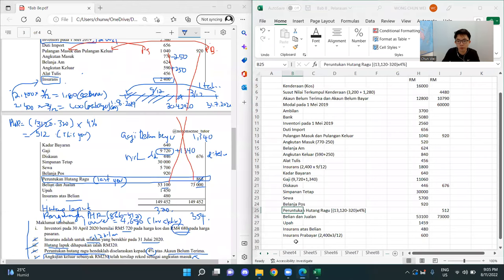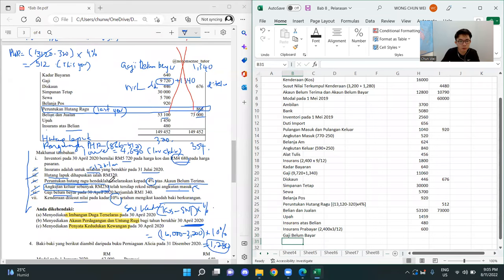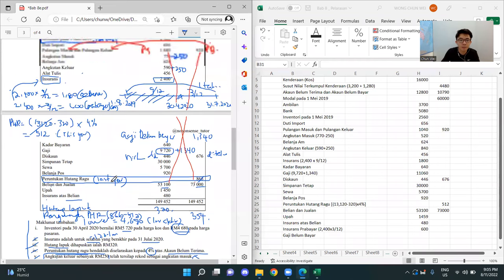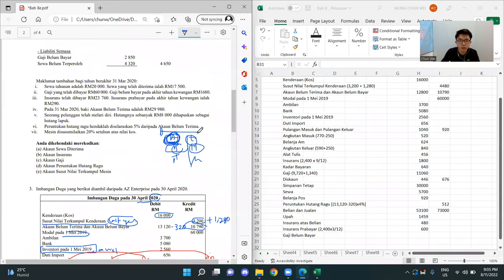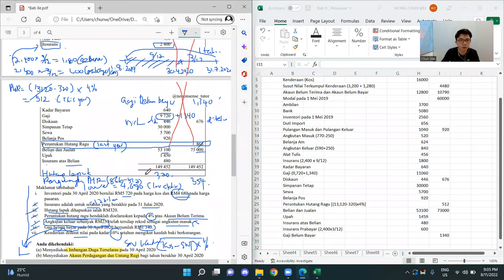Then the gaji belum bayar. So how much is your gaji belum bayar? The answer straight away tell you is 1,340 here. Correct? 1,340. And this gaji belum bayar, I told you, is a liability. And a liability should show on the, like L is where? In the credit side. Therefore, your figure 1,340 should be in the credit side. Done for your gaji belum bayar.